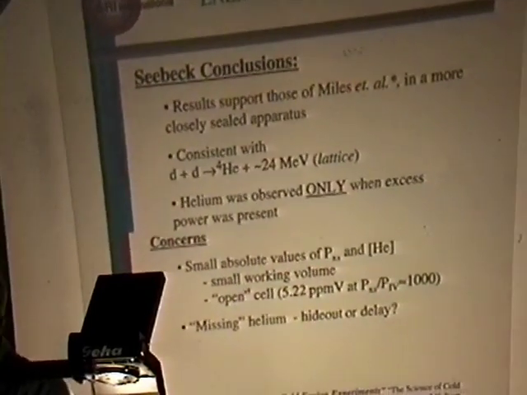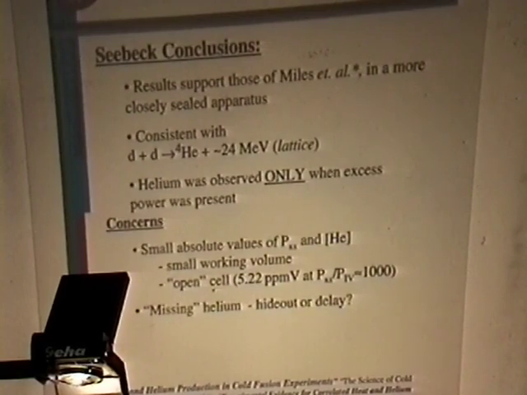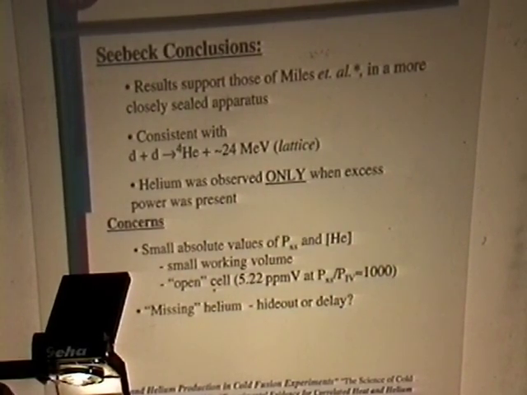So the conclusions of those, which were reported in this final report to the Electric Power Research Institute here: results support those of Miles et al. in a more closely sealed apparatus, and were consistent with D plus D going to 24 MeV of energy in the lattice. Helium was observed only when excess power was present.